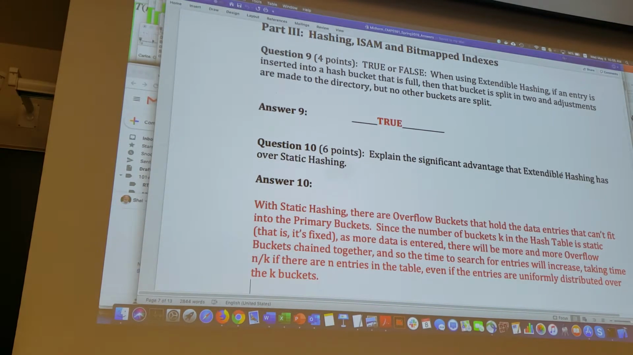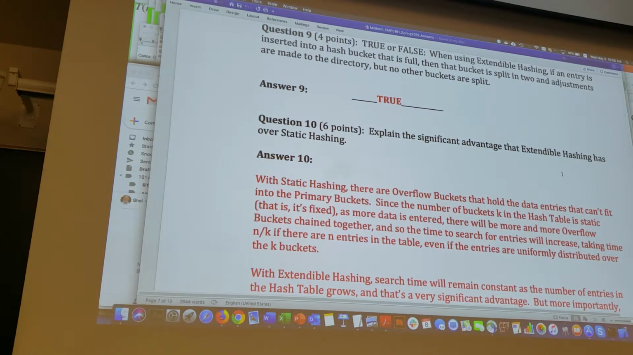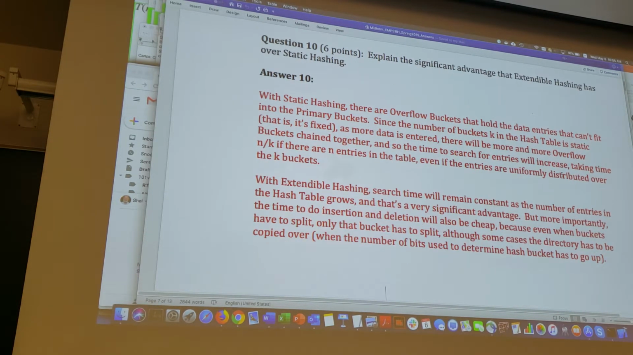Explain the significance of extendable hashing over static hashing. Bottom line is with overflow buckets, you can end up having things that take a lot of time, whereas with extendable hashing, you end up growing your directory, and assuming that you don't have terrible skew, you're still going to be able to operate in constant time for search, insertion, and deletion.